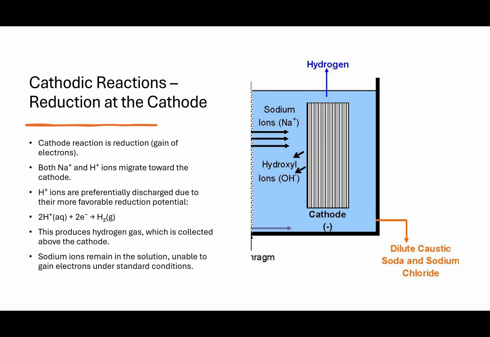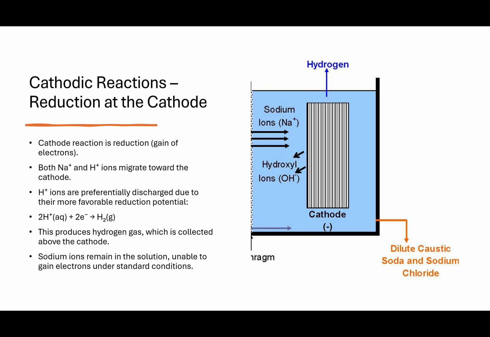At the cathode now, the primary thing that we tend to see is the release of hydrogen gas from the electrolysis of water. Make sense? Or the oxidation of water, not the electrolysis, the oxidation of water. So we have the production of hydrogen gas there at the cathode.